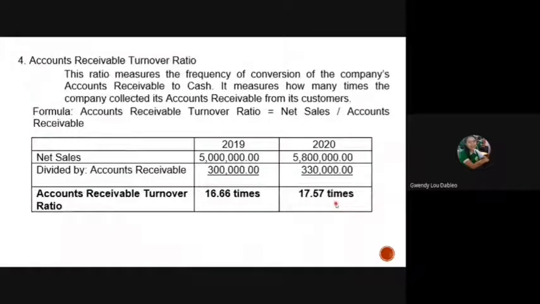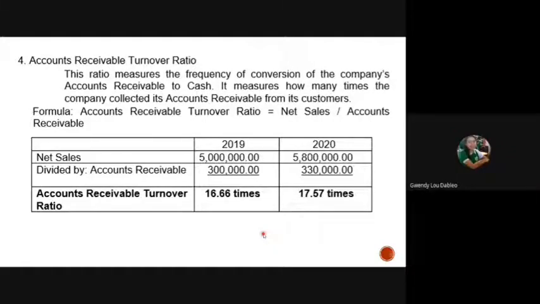Accounts receivable turnover ratio, kindly read the definition, Shannon Lay. Accounts receivable turnover ratio. This ratio measures the frequency of conversion of the company's accounts receivable to cash. It measures how many times the company collected its accounts receivable from its customers. Okay. Formula: accounts receivable turnover ratio equals net sales divided by accounts receivable.